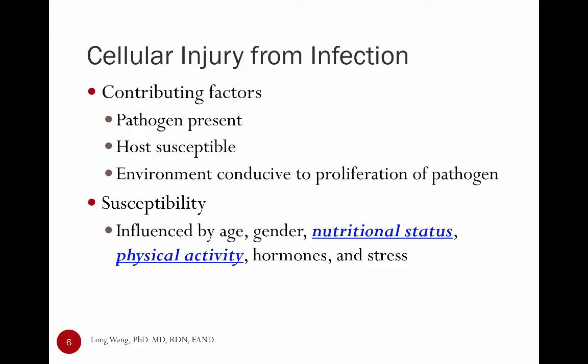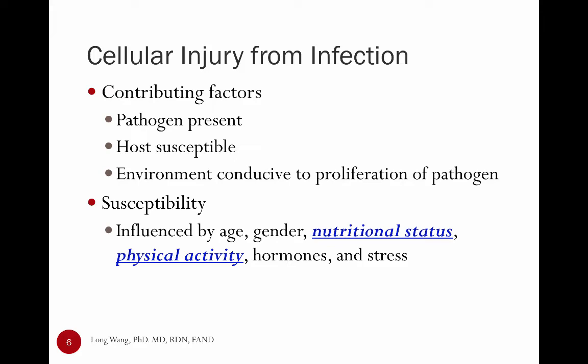Probably the best known function of the immune system is the ability to protect us against infection. So how can cells suffer from infection? Well, for us to have an infection, there have to be some factors. For example, we have to have a pathogen present. So whatever the microorganism that causes the infection needs to be present.